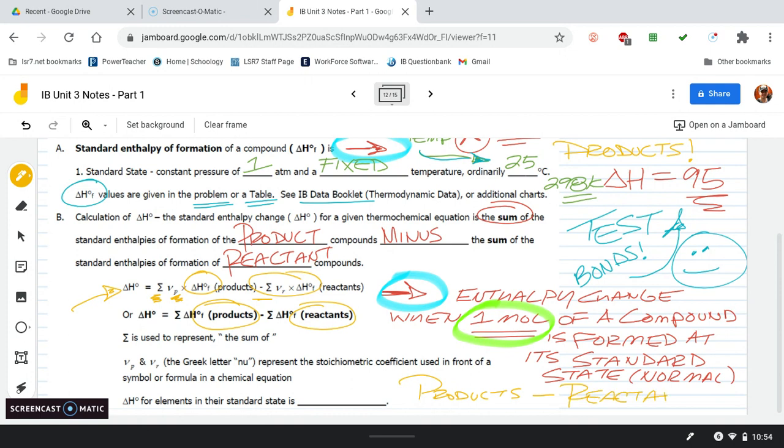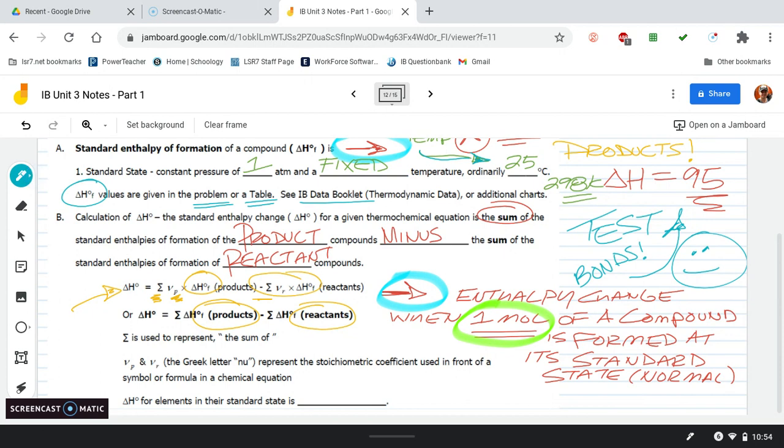And we're going to basically do that for the remainder of the formulas I'm going to teach you guys. Products minus reactants. Okay, so let's go ahead and look at this last thing on this page, and then we'll slide over and show you how easy these are. These are really easy. So delta H for elements in their standard state. This is super, super, super duper important.